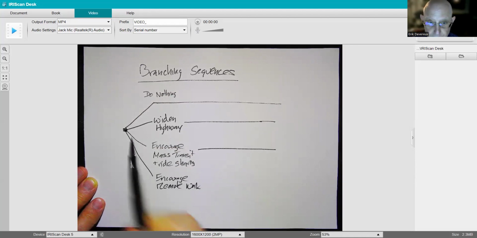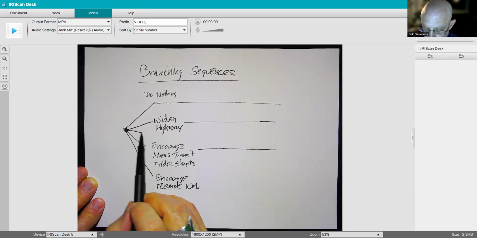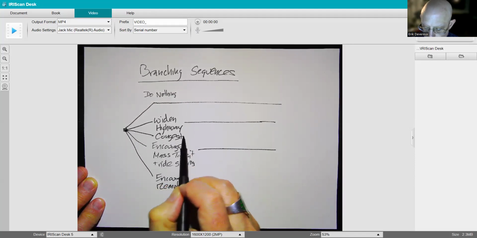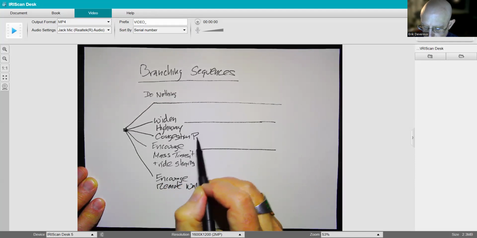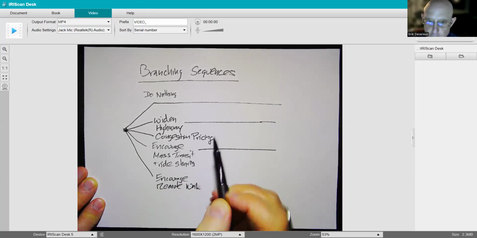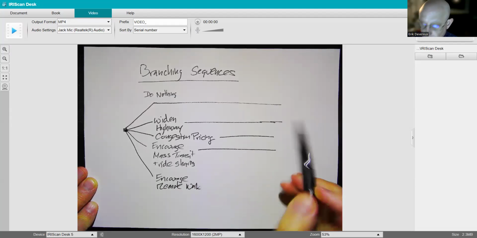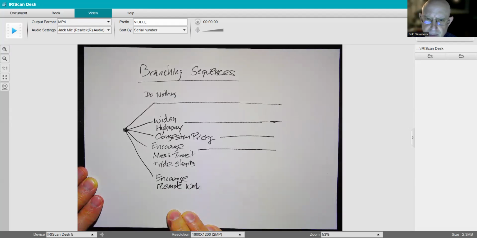I'm going to fit another one in here just for sake, which is congestion pricing. Let's impose congestion pricing on the highways, and let's toll the roads and charge people more to drive on them when many people want to drive at the same time.